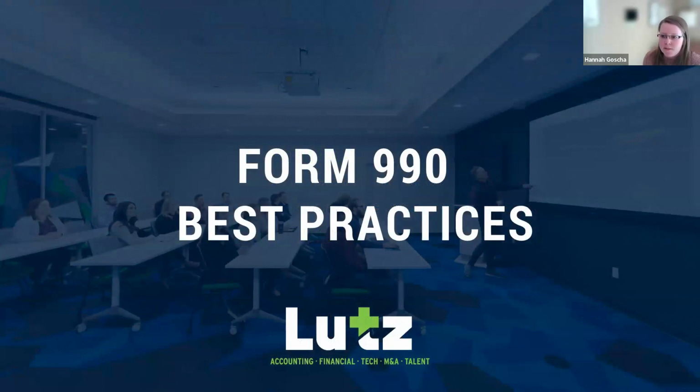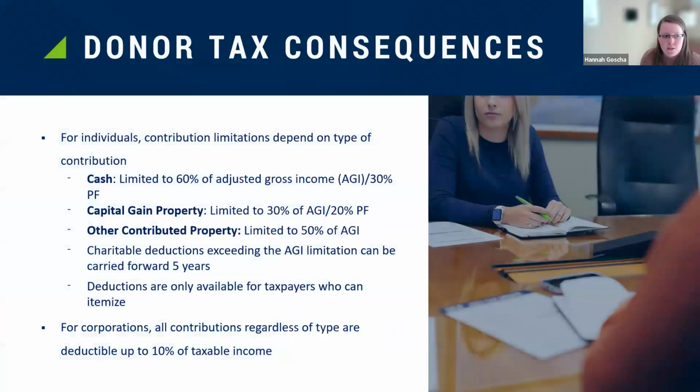Okay, now some best practices. So we'll just talk through some different topics here that are related to tax-exempt organizations, bringing up some donor consequences about why your donors would care if you're classified as a public charity or a private foundation. They get some different AGI limitations based on who they're contributing their assets to, based on cash or capital gain property. And corporations are always subject to a limitation of 10% of taxable income for their contributions.